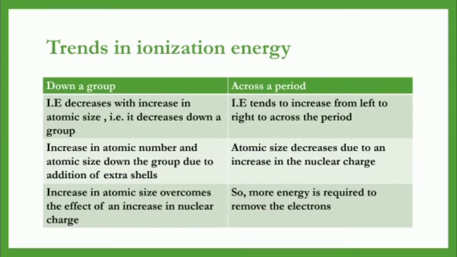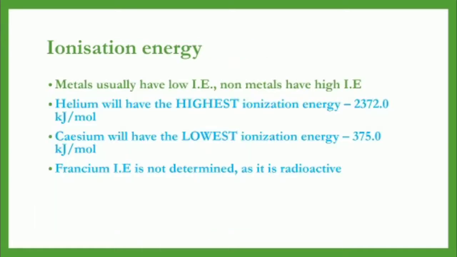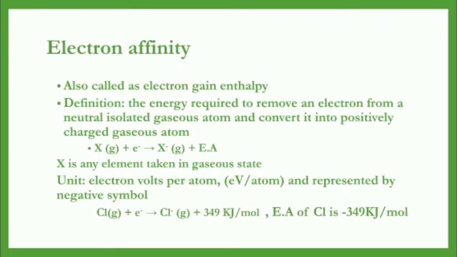Next are the trends, how it varies down a group and across a period. As we said for atomic size and nuclear charge, the same here. Down the group, ionization energy decreases because the electrons are loosely bound. Across the period, nuclear charge will be more, so the ionization energy required is more. Metals usually have low ionization energy because they easily lose electrons, so no need of more energy. But non-metals have high ionization energy. Helium is the highest and cesium is the lowest ionization energy. Francium has not been found yet because it is a radioactive element.